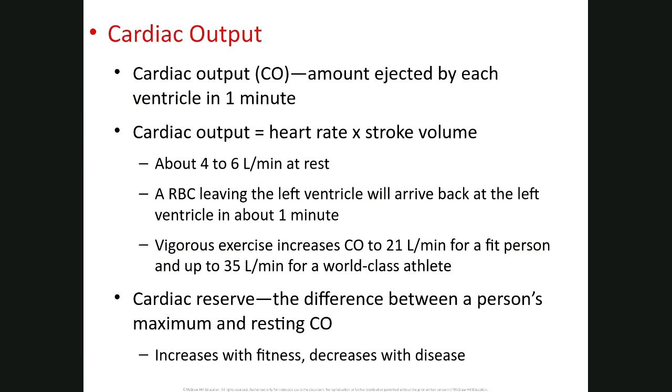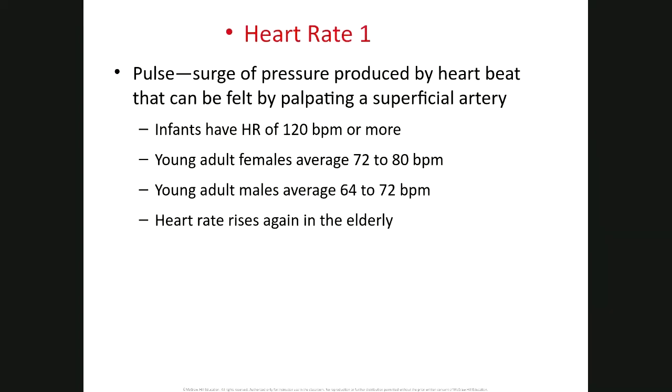Vigorous exercise can increase cardiac output from 4 to 6 liters to about 21 liters per minute, and maybe 35 for a professional athlete. Now, as we push blood out of the ventricles into the aorta, this pushes blood that was previously in the aorta forward to the next blood vessel. And this pressure is your heartbeat. You can feel this in the radial pulse.